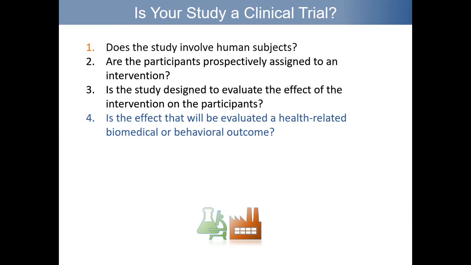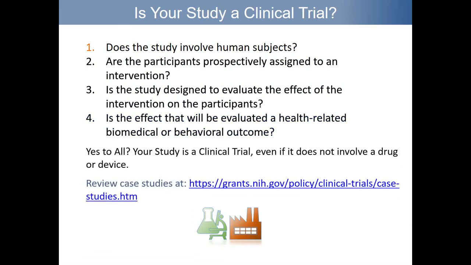If you end up answering yes to all 4 of these questions, your study is a clinical trial, even if it doesn't involve drug or device or anything that might traditionally be included in a clinical trial. If you're still unsure after these 4 questions, the NIH has case studies available on the website provided here, and you can go look at those and look at studies that are maybe similarly designed to yours to determine if NIH had defined those as clinical trials or not.